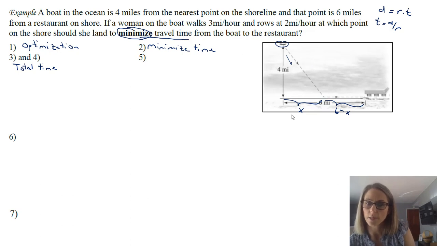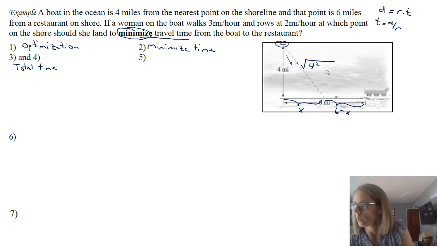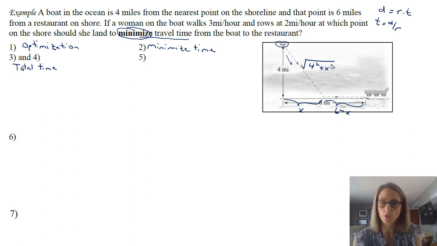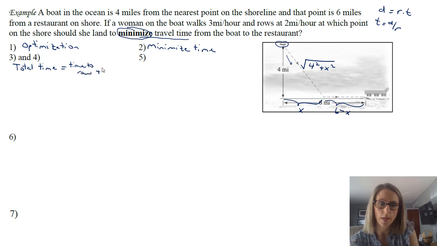So thinking about this, x squared plus 4 squared should equal this squared. So the Pythagorean theorem tells us that this is the square root of 4 squared plus x squared. Again, x squared plus 4 squared equals that distance squared, so just taking the square root, we get that. Okay, so in terms of our total time, that should be time to row plus time to walk.